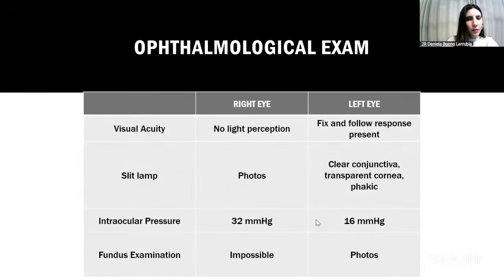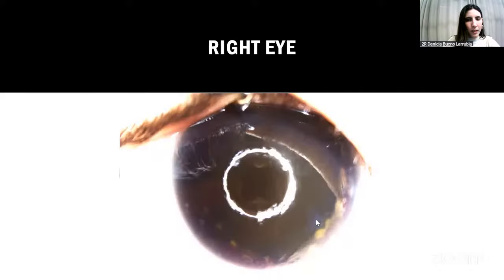On the ophthalmological exam, the patient had no light perception in the right eye and could fix and follow with the left eye. I'll show photos of the right eye, and in the left he had clear conjunctiva, transparent cornea, and was phakic. The intraocular pressure was 32 in the right eye and 16 in the left. The fundus exam was impossible on the right eye, and I'll show photos of the left. This image is a RETCAM photo.